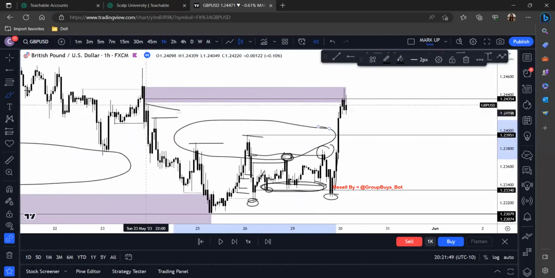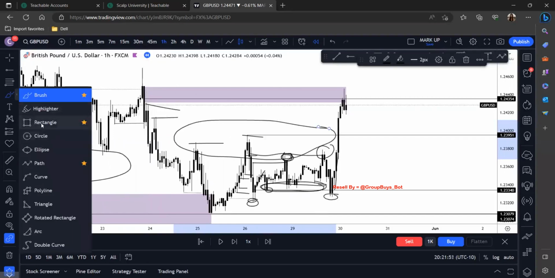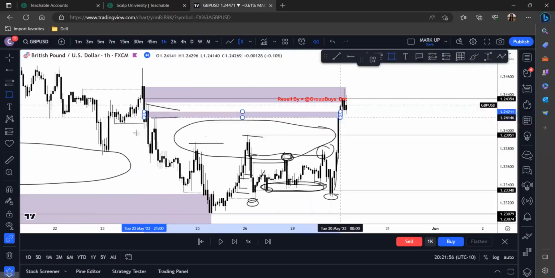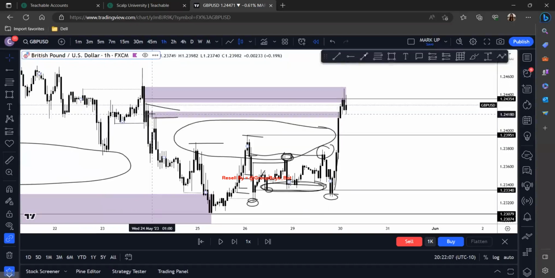And maybe someone was looking at this POI, thinking maybe we'll get a reaction from this POI right here. But we also have to remember that if price is pushing this hard and approaching this POI, it's more than likely going to get ran through. So that's something we need to keep in mind too.